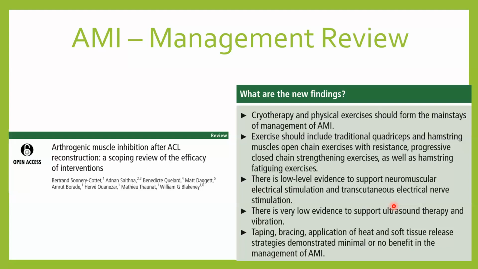So the comprehensive review for arthrogenic muscle inhibition is that cryotherapy and physical therapy should be the mainstay of the management. Exercise should include traditional quadriceps and hamstring muscle open chain exercises, and the progression to resistance should gradually go on. The evidence for neuromuscular electrical stimulation and TENS is very low, and ultrasound has no support in this. Taping, bracing and application, and soft tissue release have shown some benefit.